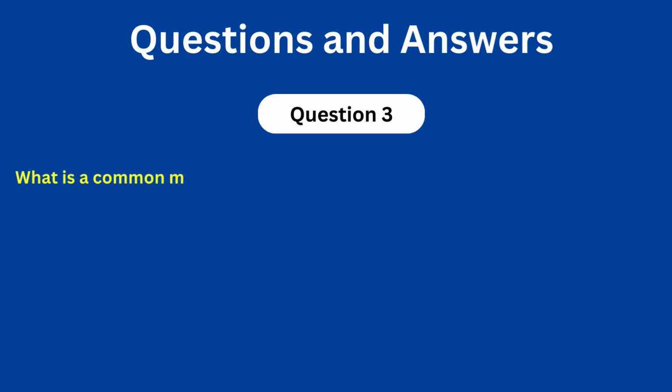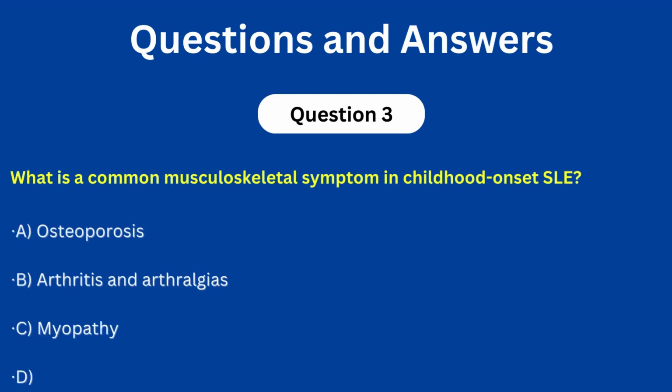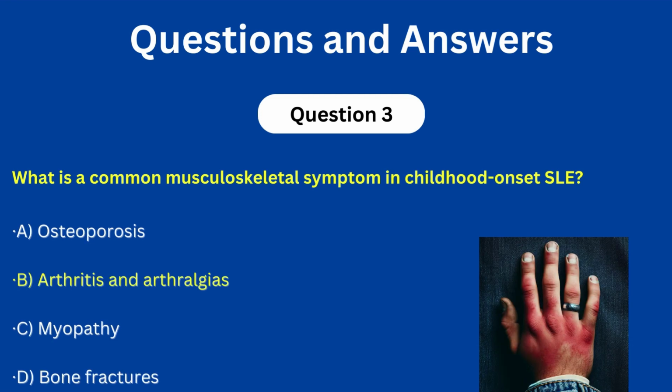Question number 3. What is a common musculoskeletal symptom in childhood onset systemic lupus? A. Osteoporosis. B. Arthritis and arthralgia. C. Myopathy. D. Bone fracture. The correct answer is B.